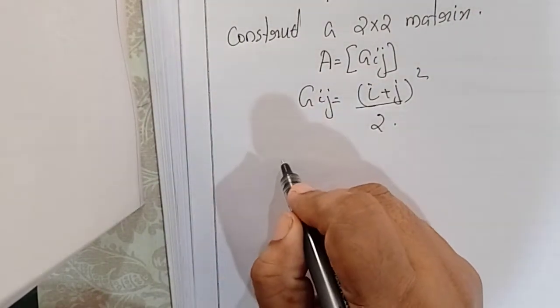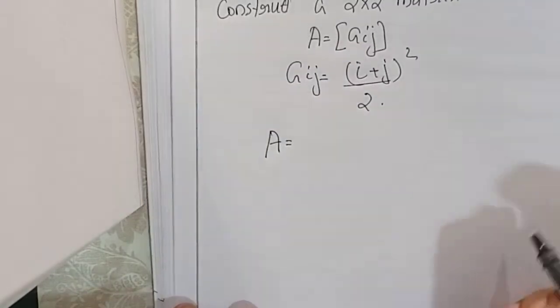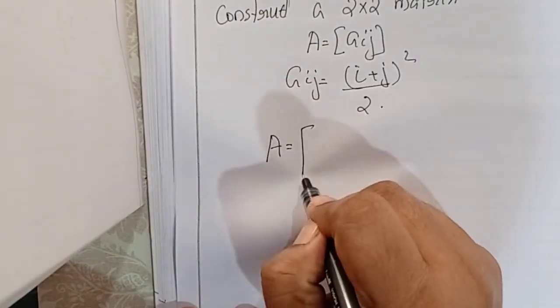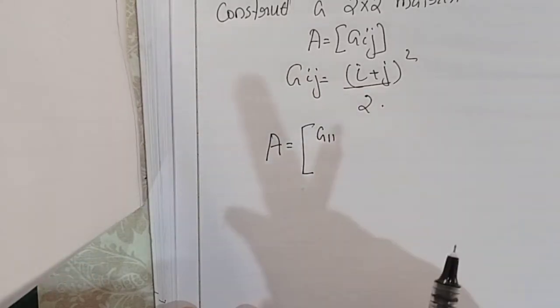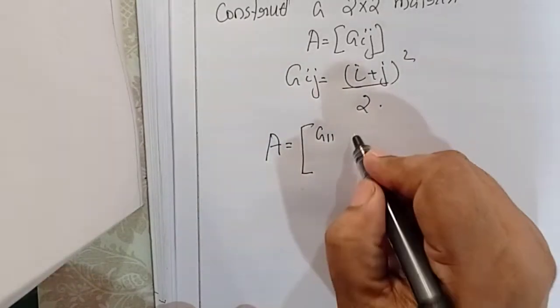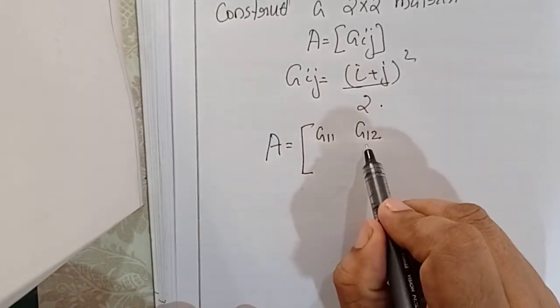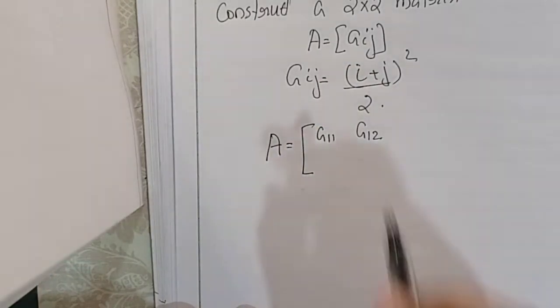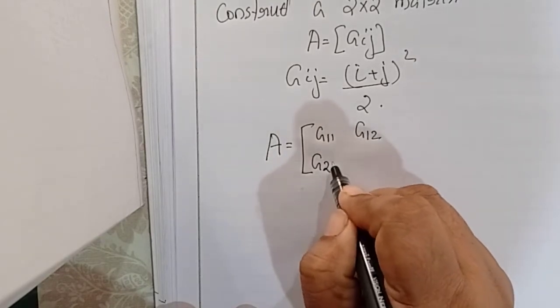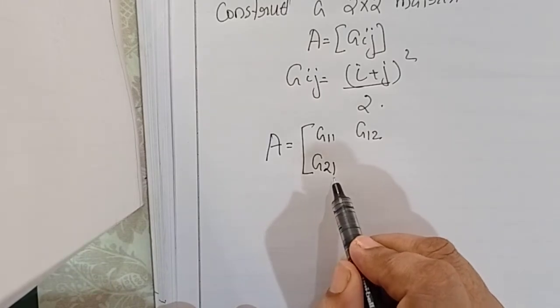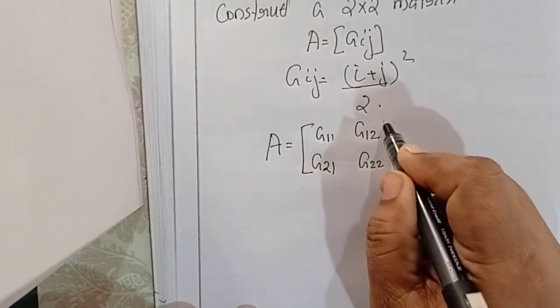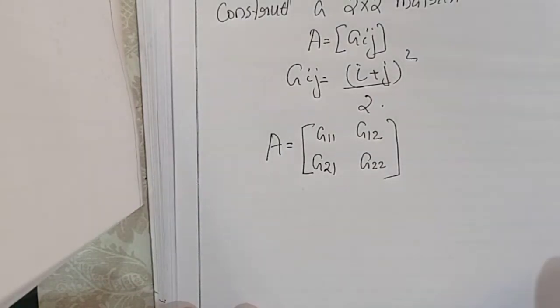All of you look here. When you take a 2 by 2 matrix, you know that capital A equal to A11. What is the meaning of A11? First row, first column element. A12 means first row, second column. Then second row notation A21. A21 means second row, first column, and A22. This is the general 2 by 2 matrix. These are all basics of matrix.